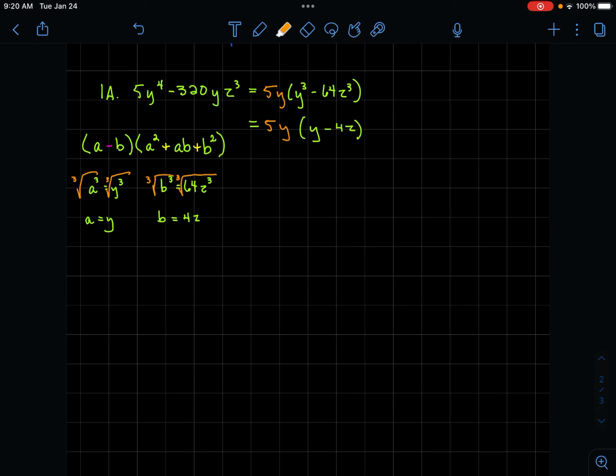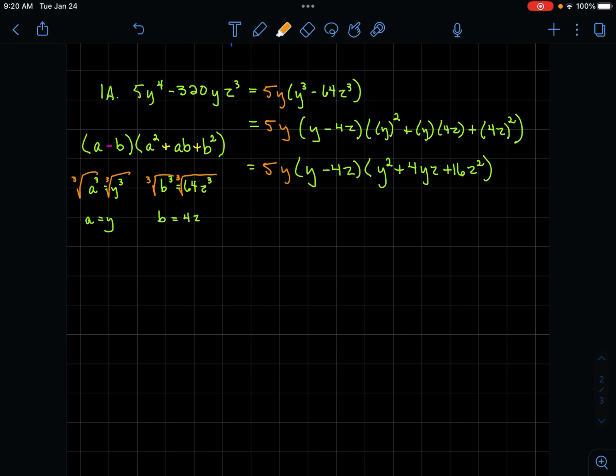So we originally factored out 5y, and then what we have in green turns into a, or in other words y, minus the b value, which is 4z, and then a squared plus a times b plus b squared. Simplify everything that you have in here, which will give you this final factored form: 5y times (y minus 4z) times (y squared plus 4yz plus 16z squared).